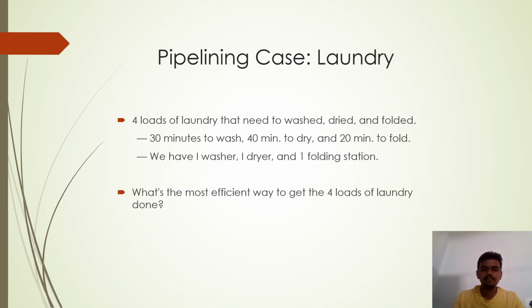And next is a pipelining case. Four loads of laundry need to be washed, dried, and folded. It takes 30 minutes to wash, 40 minutes to dry, and 20 minutes to fold. We have one washer, one dryer, and one folding station. So what's the most efficient way to get four loads of laundry done?